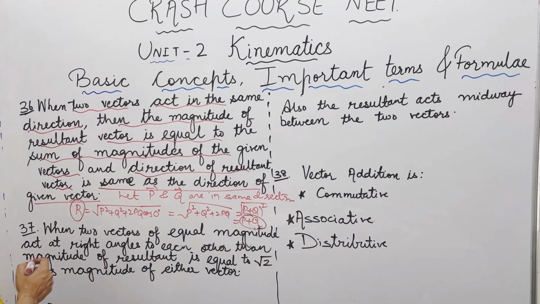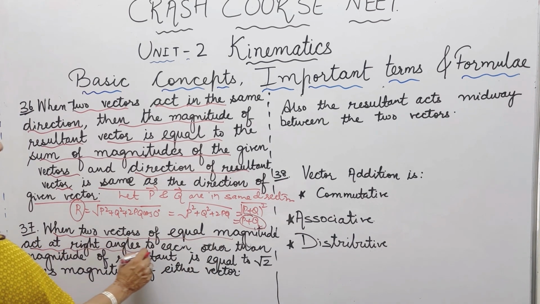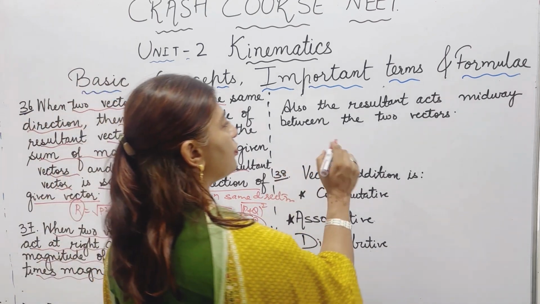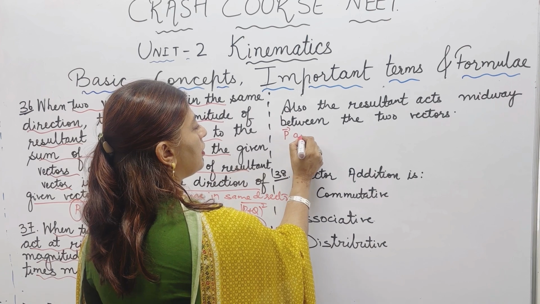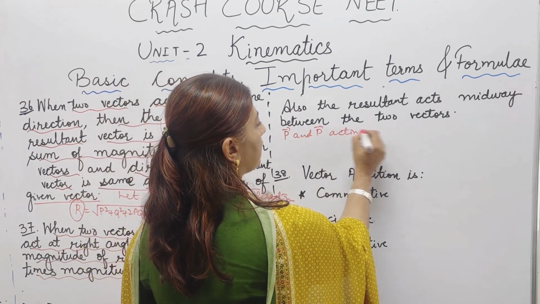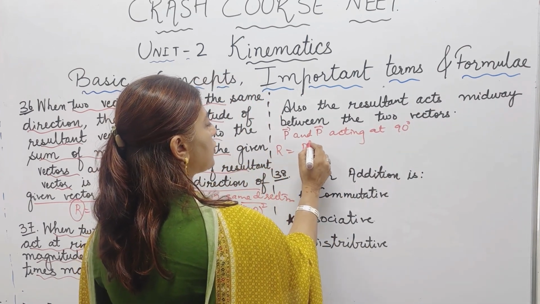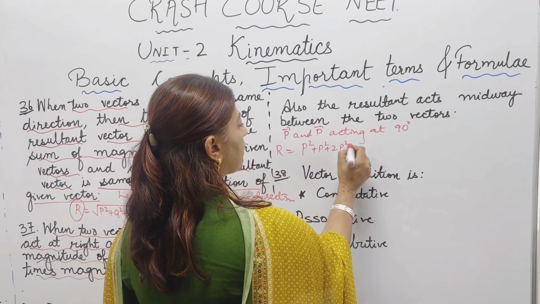When two vectors of equal magnitude act at right angles to each other, then the magnitude of the resultant is equal to root 2 times the magnitude of either vector. Also, the resultant acts midway between the vectors. It means, suppose P and P are equal vectors acting at 90 degrees, perpendicular, then the resultant is the square root of P square plus 2P square cos 90.